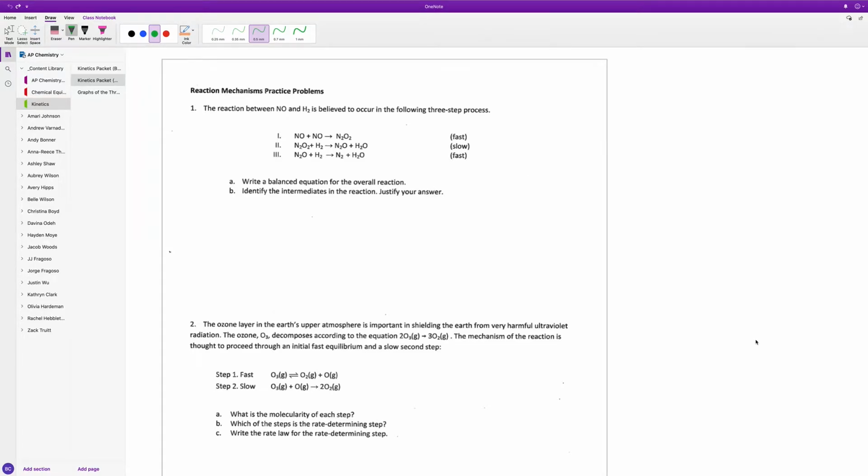Here we're going to get a bit more practice with reaction mechanisms and seeing how these work. So please turn to this page in your packet. It's towards the end. The reaction between nitrogen monoxide and hydrogen is believed to occur in the following three-step process. Notice we got a slow step here in the middle, which would be our rate determining step. We need to write a balanced equation for the overall reaction.